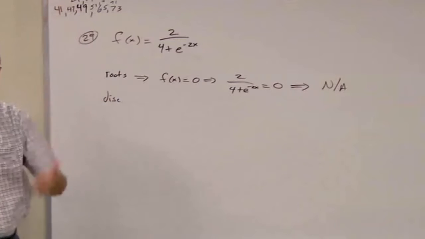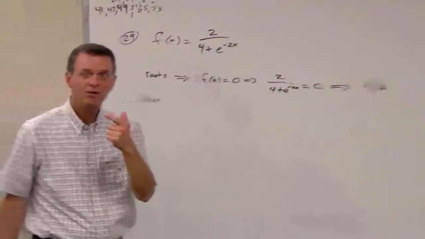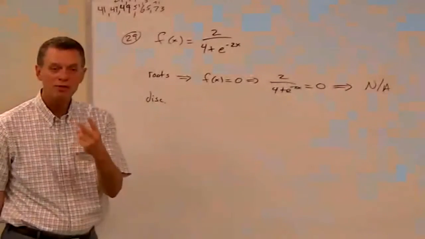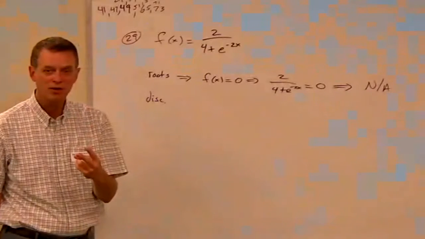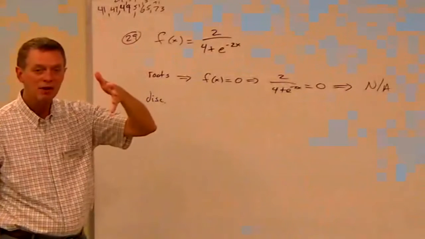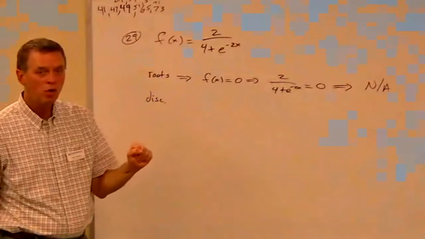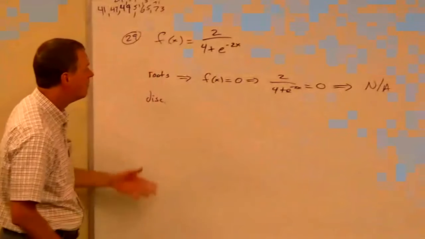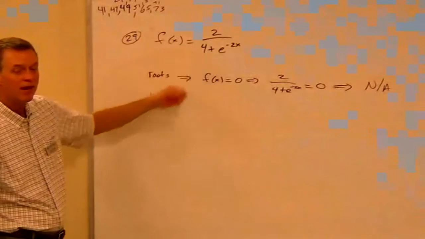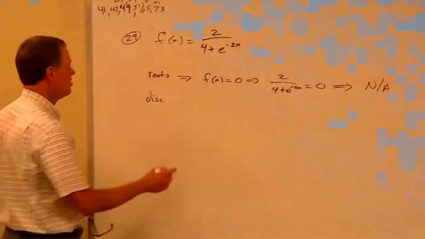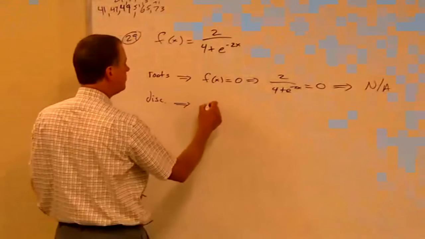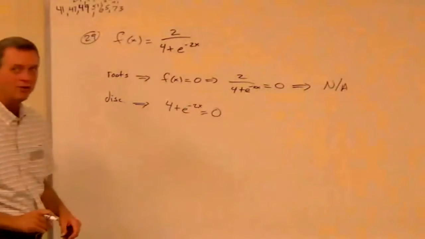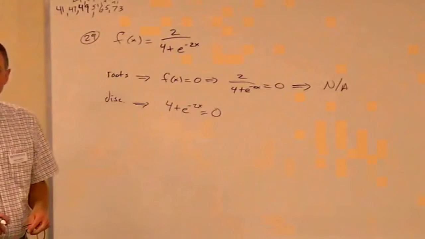No, so it's not going to be a jump. That leaves removable and infinite discontinuities. And those involve, both times, division by a factor that causes 0. Either it's canceled at the top, causing a removable hole, or it's not canceled at the top, causing a vertical asymptote called an infinite discontinuity. So either case, we have to look at the denominator being 0. That means we want 4 plus e to the negative 2x equals 0. Is it clear how we got there? I think the process should be fairly quick.